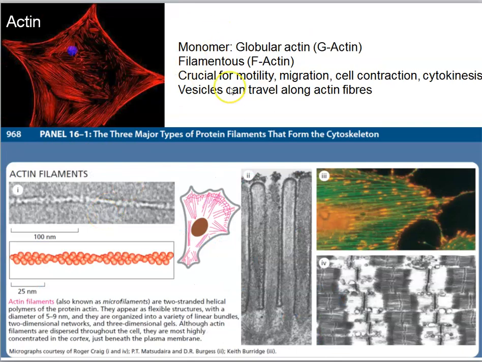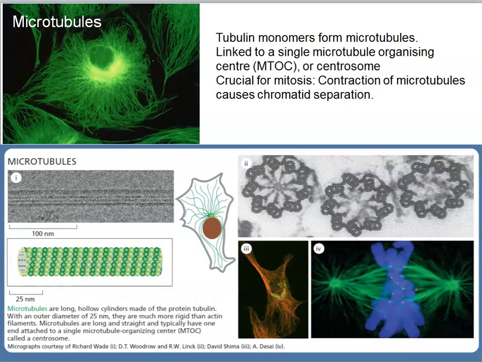In contrast, actin is more associated with cell motility, migration and cytokinesis. Vesicles can also travel along these actin fibres and you see a completely different pattern. These are made up of the protein actin, as the name suggests. But the type that we're going to focus on today are the microtubules. These are made up entirely of tubulin, and we're going to look at the different forms of tubulin that make up these microtubules.